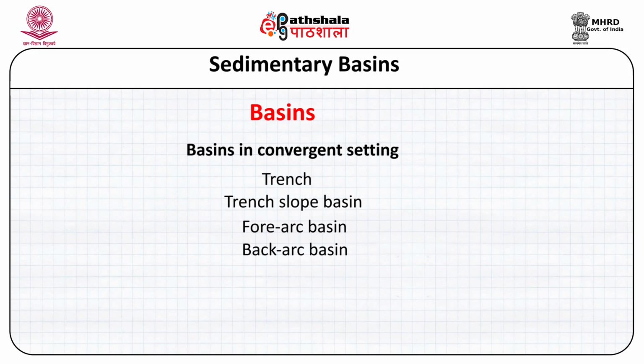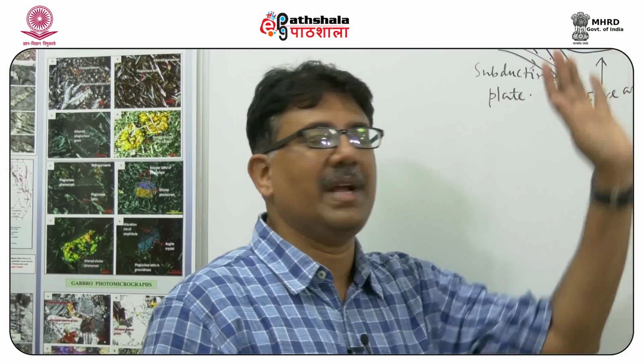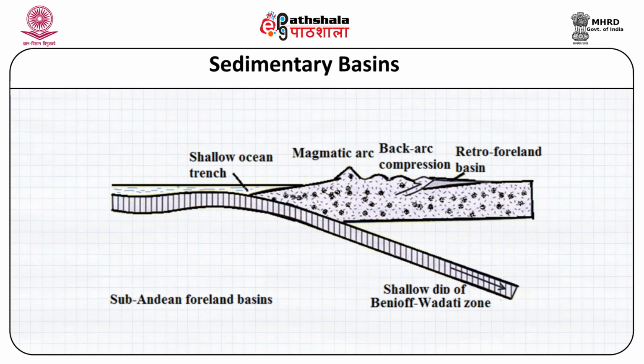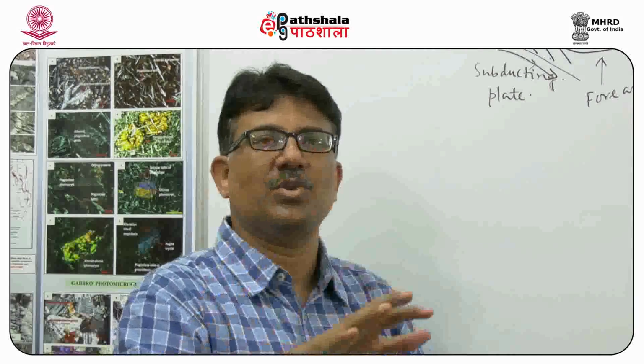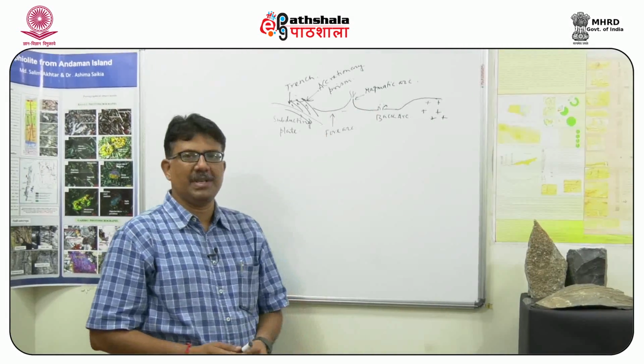Depending on the extension or the compression, we can have the back arc. In the back arc we have the extensional setting, where there is an oceanic crust that is formed. Or when there is compression you get the retro arc setting, where there is a thrust belt that operates, that we call the retro arc setting. And the basins formed on the thrust belt are also known as the retro arc basins. So we have discussed the retro arc basins.